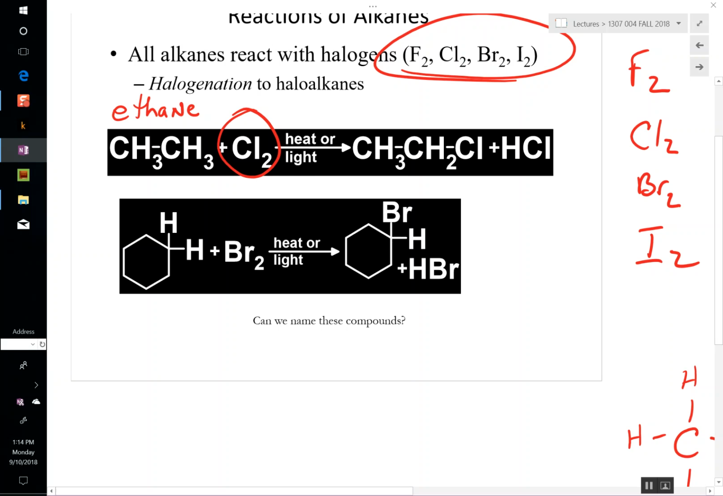So you get this molecule, which would be bromocyclohexane. Bromocyclohexane. And you get HBr. And when you write these reactions, I want to see all the products, not just the organic compound, but also the HBr or the HCl or the HF, whatever acid comes off.